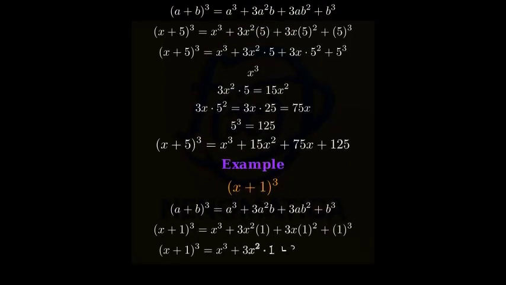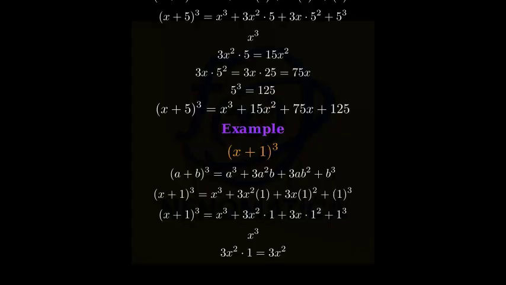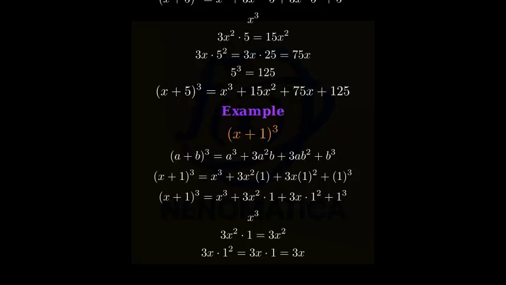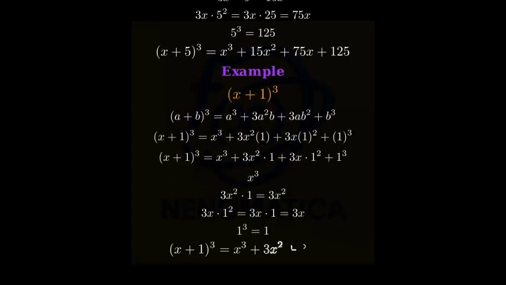Let's simplify. x cubed remains x cubed. 3 times x squared times 1 equals 3x squared. 3 times x times 1 squared equals 3x. And 1 cubed equals 1. So our final expansion is x cubed plus 3x squared plus 3x plus 1.